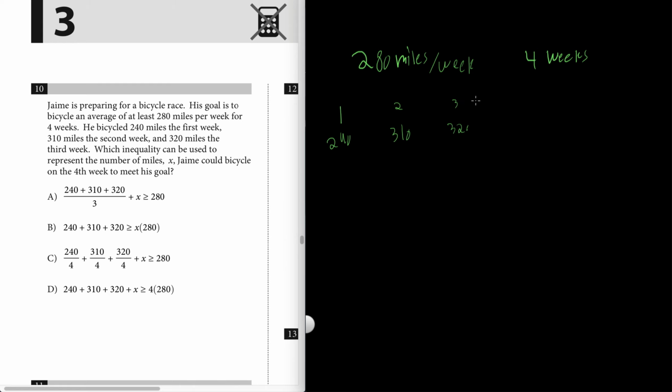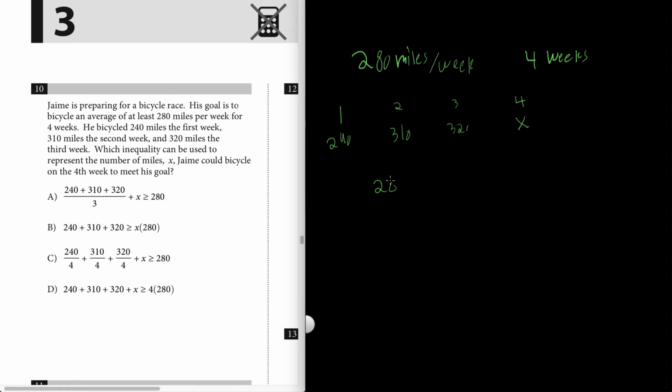Which inequality can be used to represent the number of miles x Jamie could bicycle on the 4th week to meet his goal? Okay, so what we're looking for is essentially the average of this to be 280 miles, right? And it literally tells us that. It says his goal is to bicycle an average of at least 280 miles per week. So to get the average of 4 numbers, because x is a number, right? We simply add the numbers and we divide by the amount of numbers that we have. We have 4 numbers, and so we add them.